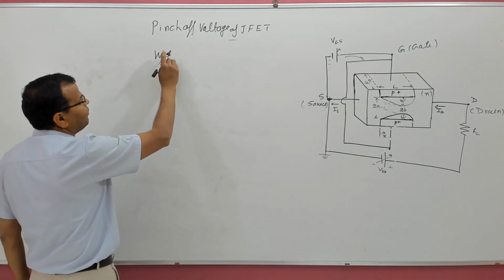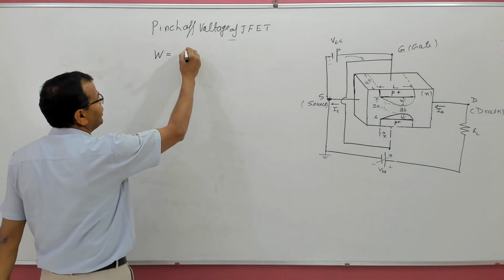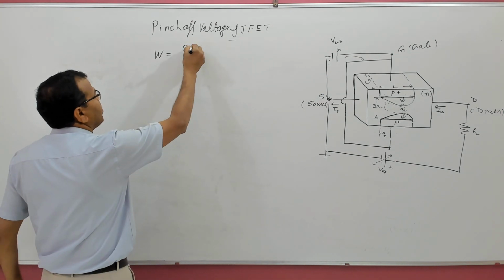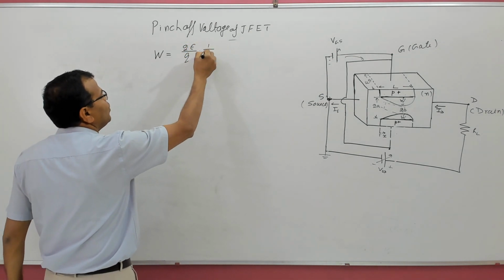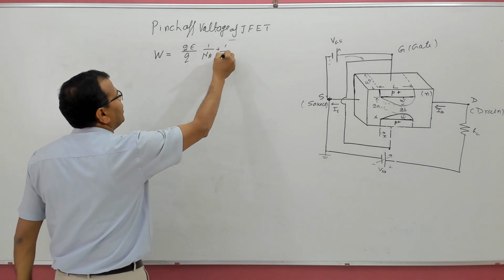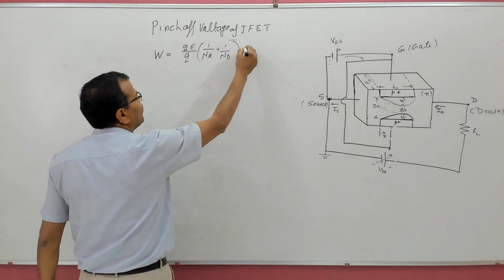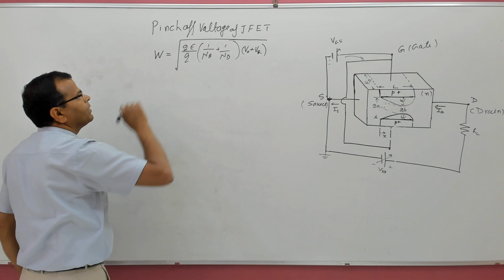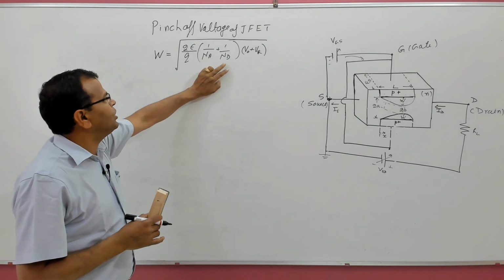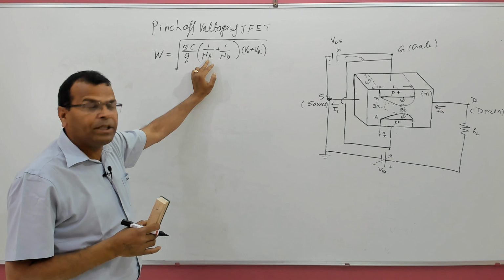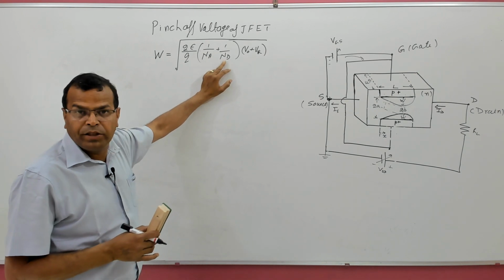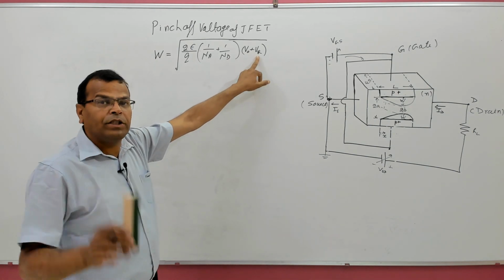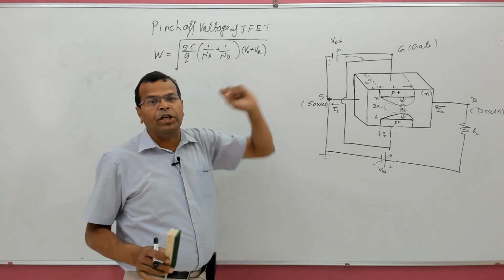The width of the depletion layer of a reverse biased PN junction is given by the square root of 2 epsilon by Q into (1 by NA plus 1 by ND) into (V0 plus VR). NA is the acceptor concentration on P side, ND is the donor concentration on N side. V0 is the built-in potential, VR is reverse biasing voltage of the junction.